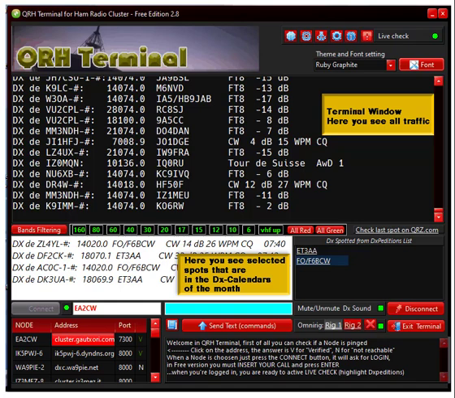Ever feel like you're missing out on some of those really sought-after DXpeditions? Oh, absolutely. The ones that get ham radio operators practically climbing the walls for a chance to log them. Those are some rare contacts. Yeah, like finding the Holy Grail for some folks.